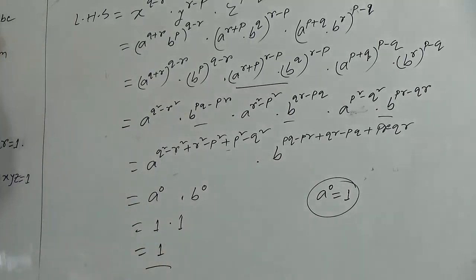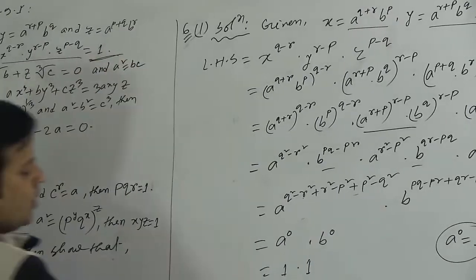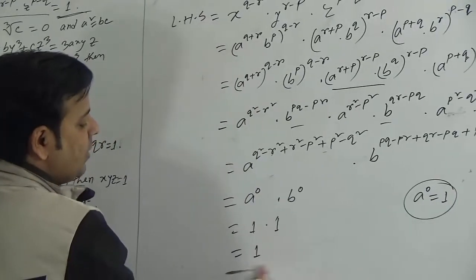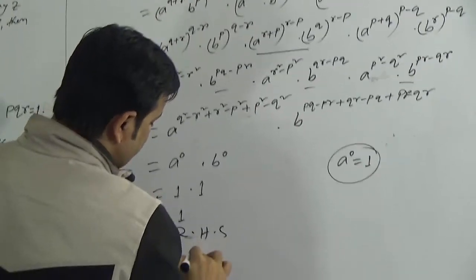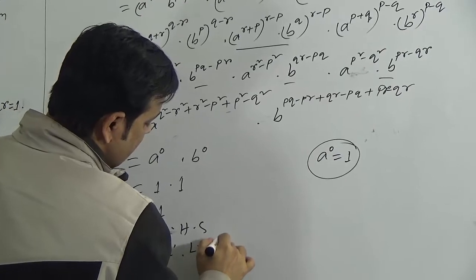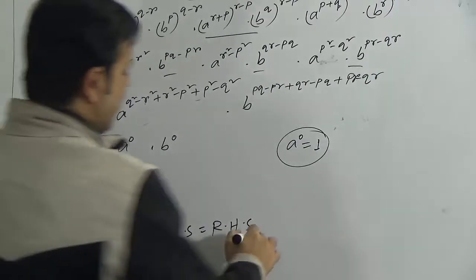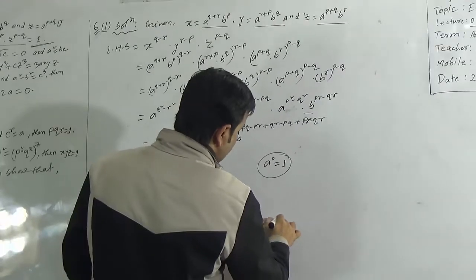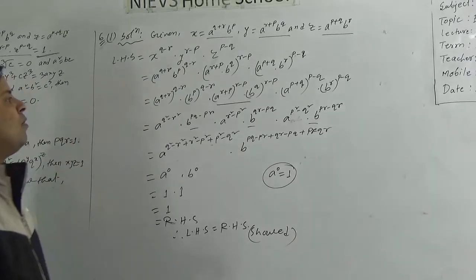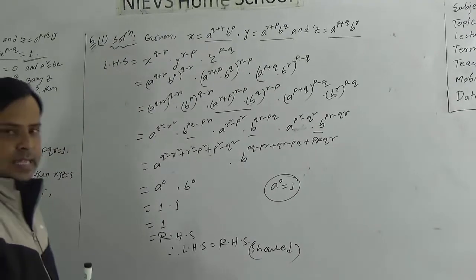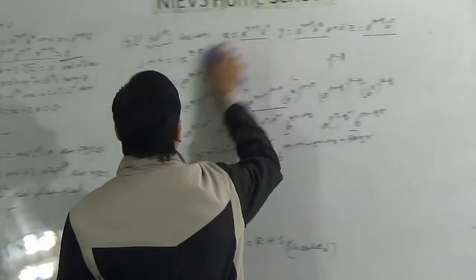See the right hand side. Right hand side is 1. So we have to write here as right hand side 1. Therefore, left hand side equals right hand side. Okay dear students, I hope you have understood how to solve this question. Okay dear students, now I am going to the next question, 7.1.